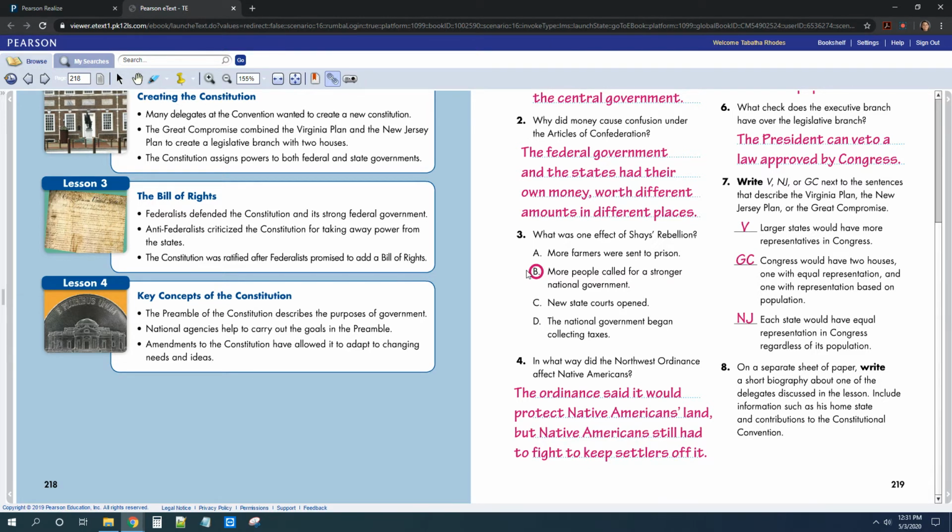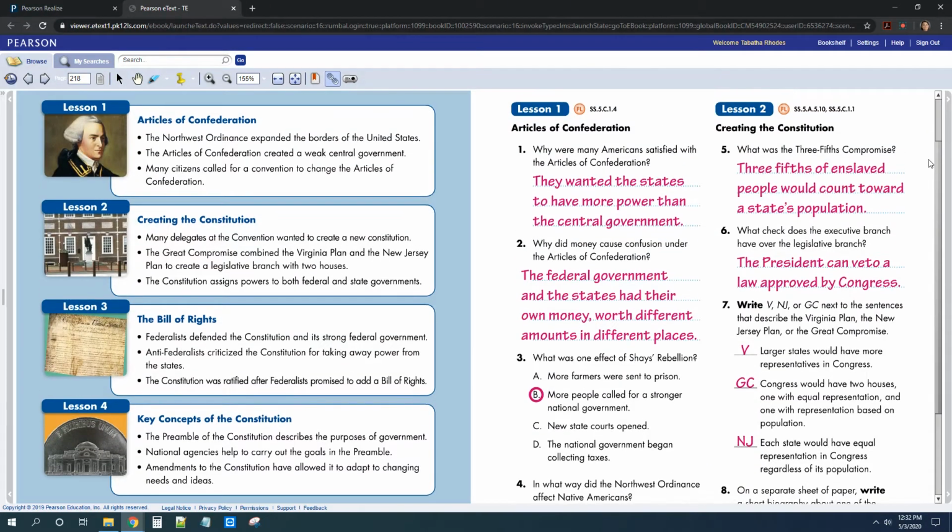Number 4, in what way did the Northwest Ordinance affect Native Americans? So remember, that was the ordinance that kind of told how all the new land we got from the revolution could become states. And part of the ordinance said that it would protect Native Americans' land and wouldn't just take their land from them. But that's kind of basically what happened. Native Americans still had to fight to keep settlers from moving onto it. The government really didn't do a whole lot to stop people from taking Native American lands. So it really affected the Native Americans in a bad way.